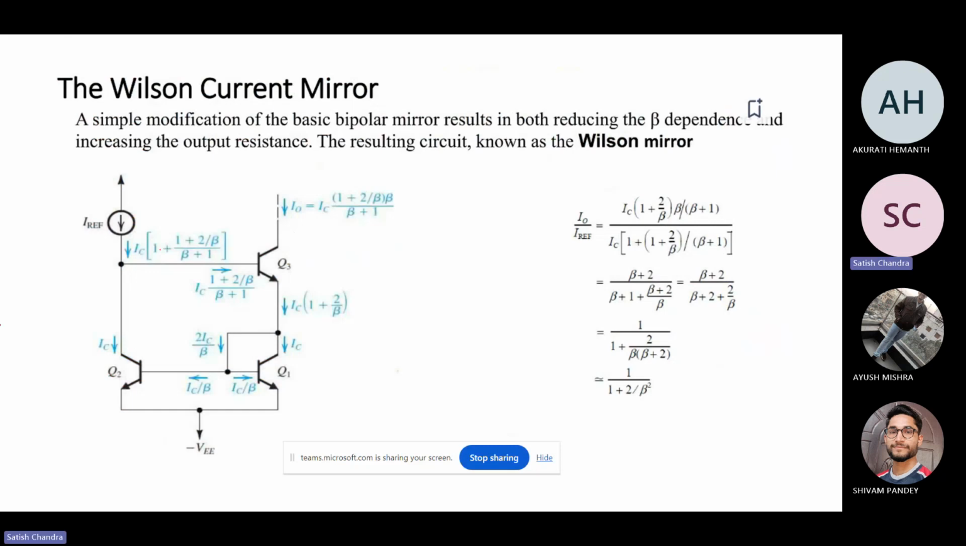So in the case of the Wilson current mirror, we have made a structure like this one, and if I look at the mathematical terms, we get the value directly like this one. Rather than the beta square plus beta, no other single term is going to come. So this is their factor.